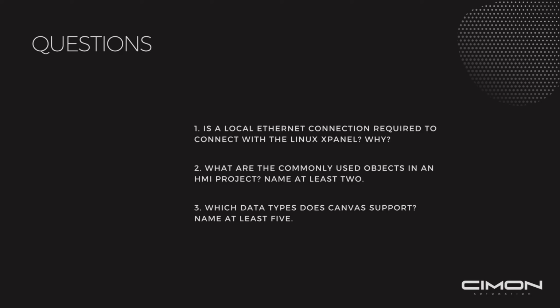Number two, what are the most commonly used objects in an HMI project? I want you to name at least two. I'll give 5 seconds for that. So some of the most commonly used objects in the HMI project would be a text object, because you're displaying values from a tag that you're getting from a PLC, or a switch lamp object where you're either displaying the state of an object or you're controlling a bit on the PLC, like you're toggling something on and off, or you're using a momentary to turn something on and leave it off by releasing it. Number three, what data types does Canvas support? I want you to name at least 5.